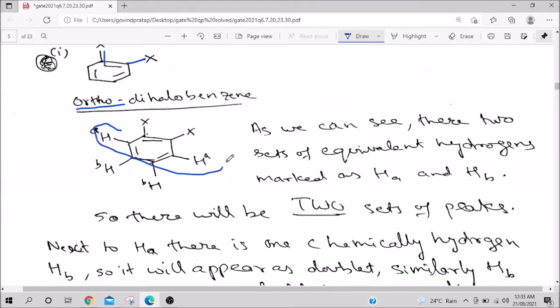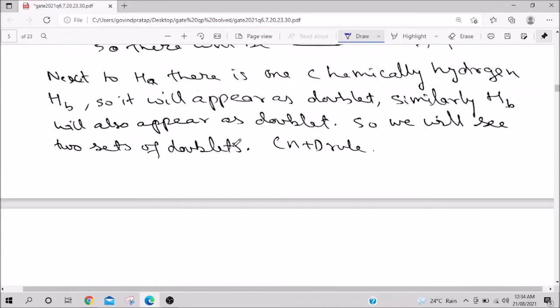Similarly, these two are chemically identical, so these two will show a single peak. And it will not come as a singlet, it will come as a doublet. Why? Because beside HA, there is a chemically inequivalent HB. Similarly, beside HB, there is an inequivalent HA. So this molecule should have shown two peaks and both should have been doublets. So definitely ortho is ruled out.